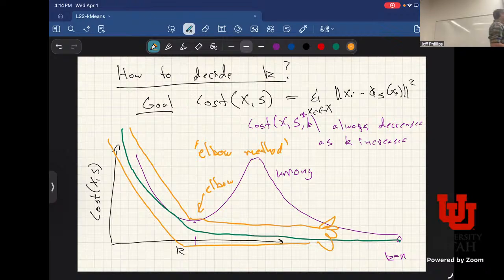There are indeed fancier methods to do this. I don't think they work any better. If you ask me how to do it, I'll tell you: try plotting with multiple values of k and look for the elbow. Where exactly is the elbow here?